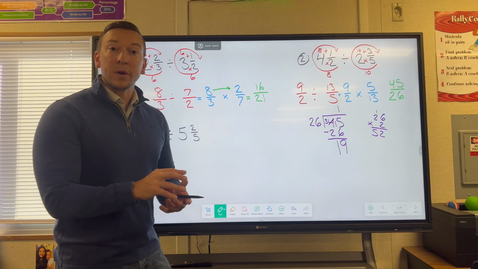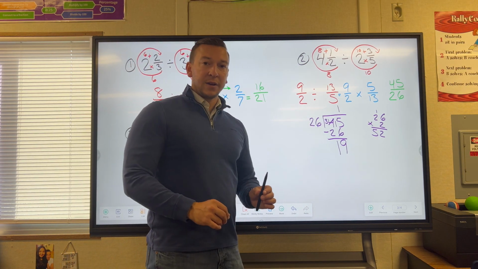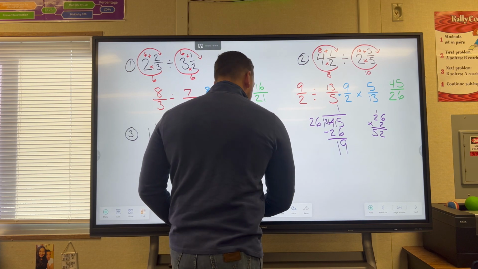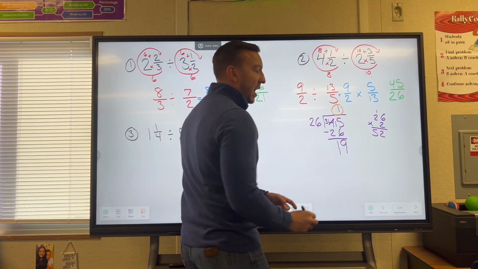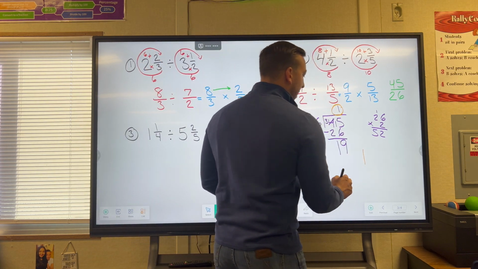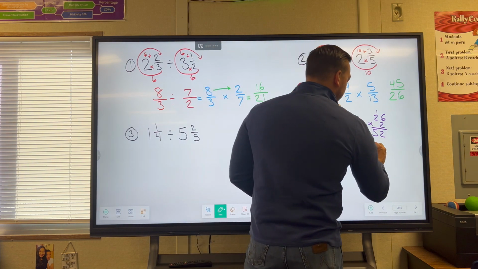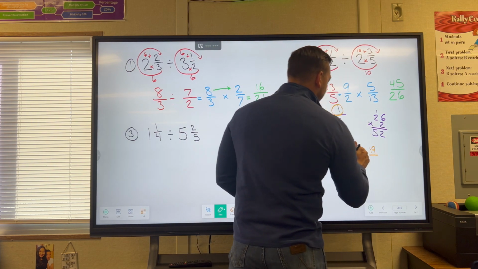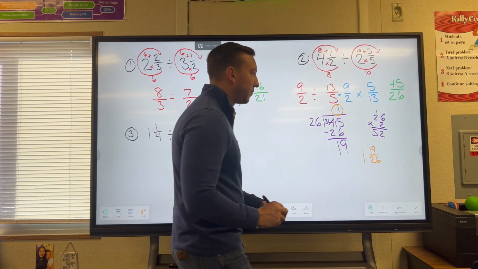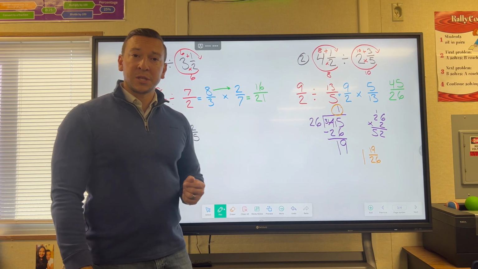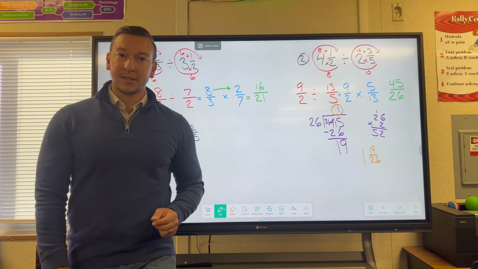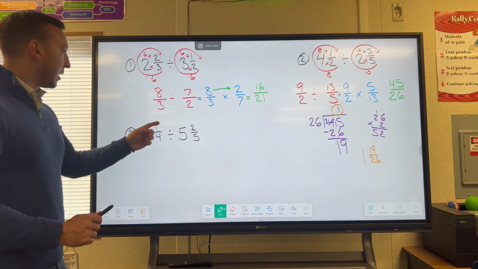Remember, when you use this process, the top number, the quotient, that is our whole number. The remainder, that's our numerator. And the divisor, that is our denominator. So our final answer to this problem is 1 and 19 over 26. Okay? Let's try one more here.